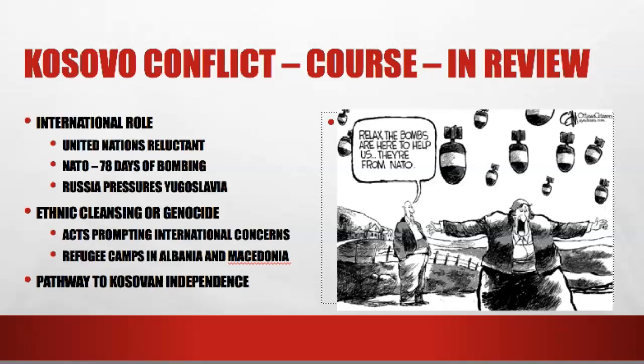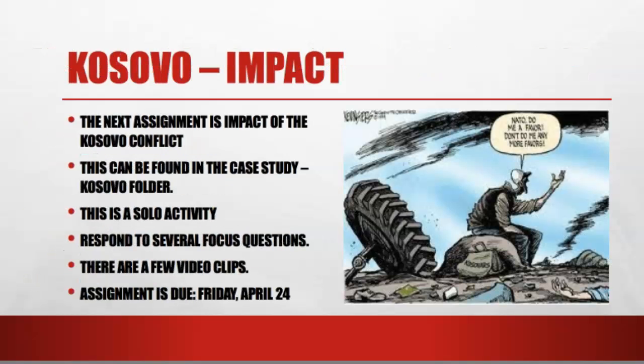What the conflict exposed was the ethnic cleansing that had occurred in it. The acts prompted international concerns, and you can see that refugee camps begin to appear in Albania and Macedonia. To avoid further humanitarian crisis, the conflict needed to come to a conclusion. And when it did, it set up a path to Kosovan independence, which will occur in 2008.